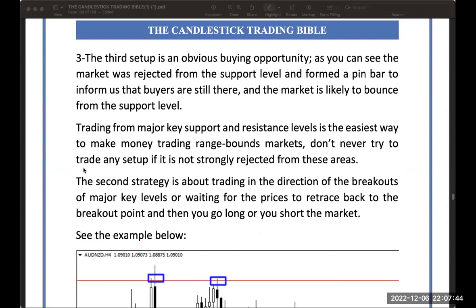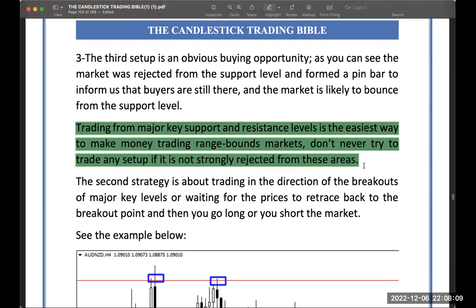The third setup is an obvious buying opportunity. As you can see, the market was rejected from the support level and formed a pin bar to inform us that the buyers are still there, and the market is likely to bounce from the support level. Trading from major key support and resistance levels is the easiest way to make money trading range-bound markets. Don't ever try to trade any setup if it is not strongly rejected from these areas.